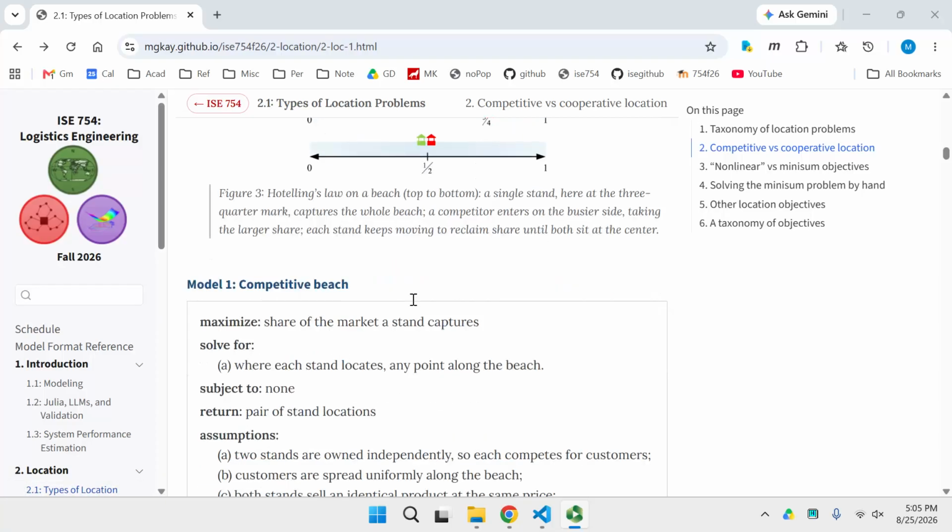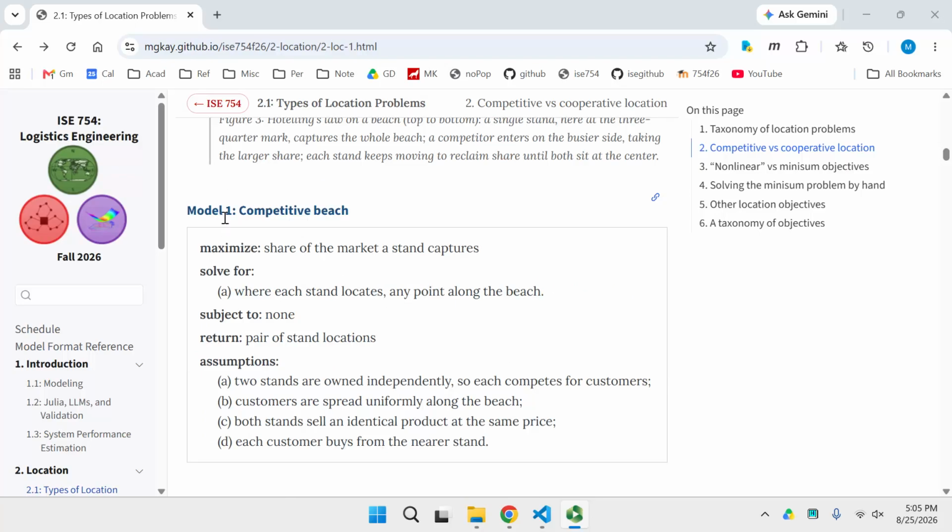In terms of our modeling framework, we can model it, we'll call it the competitive beach problem. And here the objective function is that each of the two hot dog stands wants to maximize their share of the market. So they want to pick a location that maximizes that. We want to solve for where the stand actually locates, which can be anywhere along the beach. And then in terms of constraints, there actually are no constraints for this particular model. What we return then are the final locations of the hot dog stands.